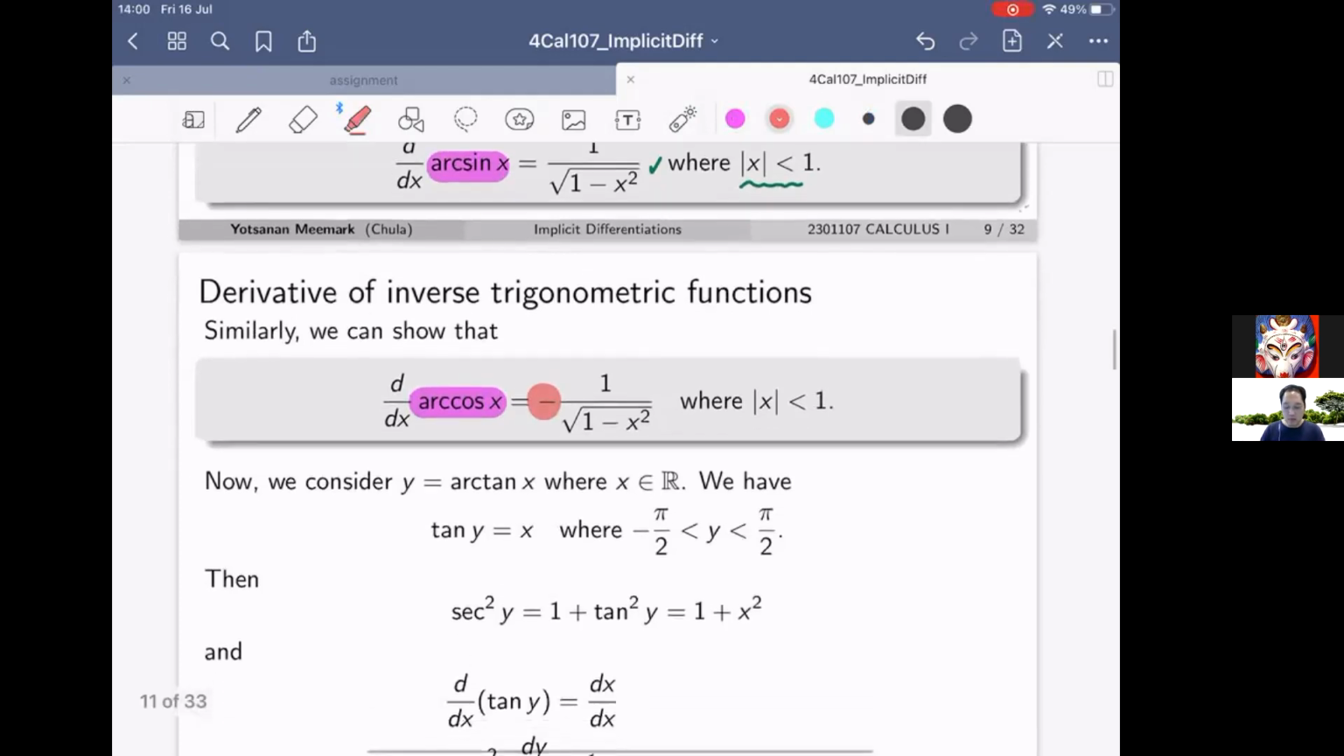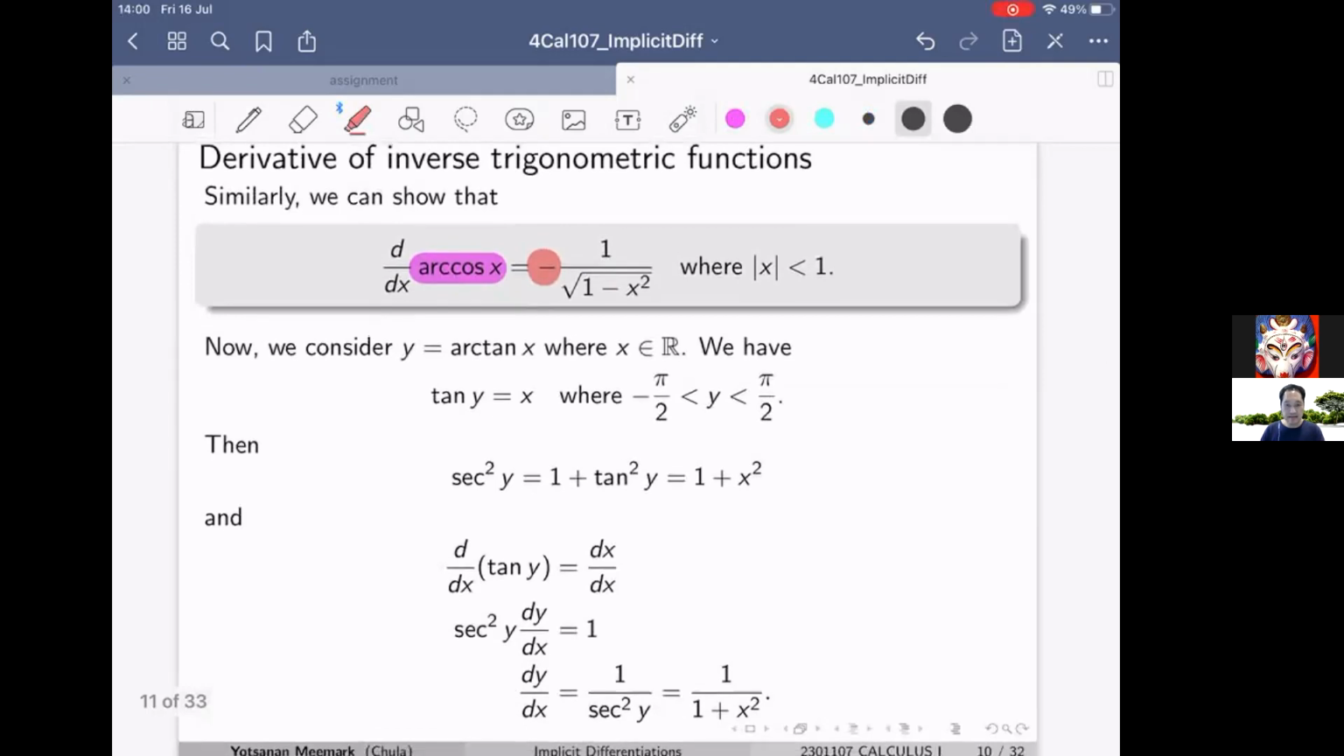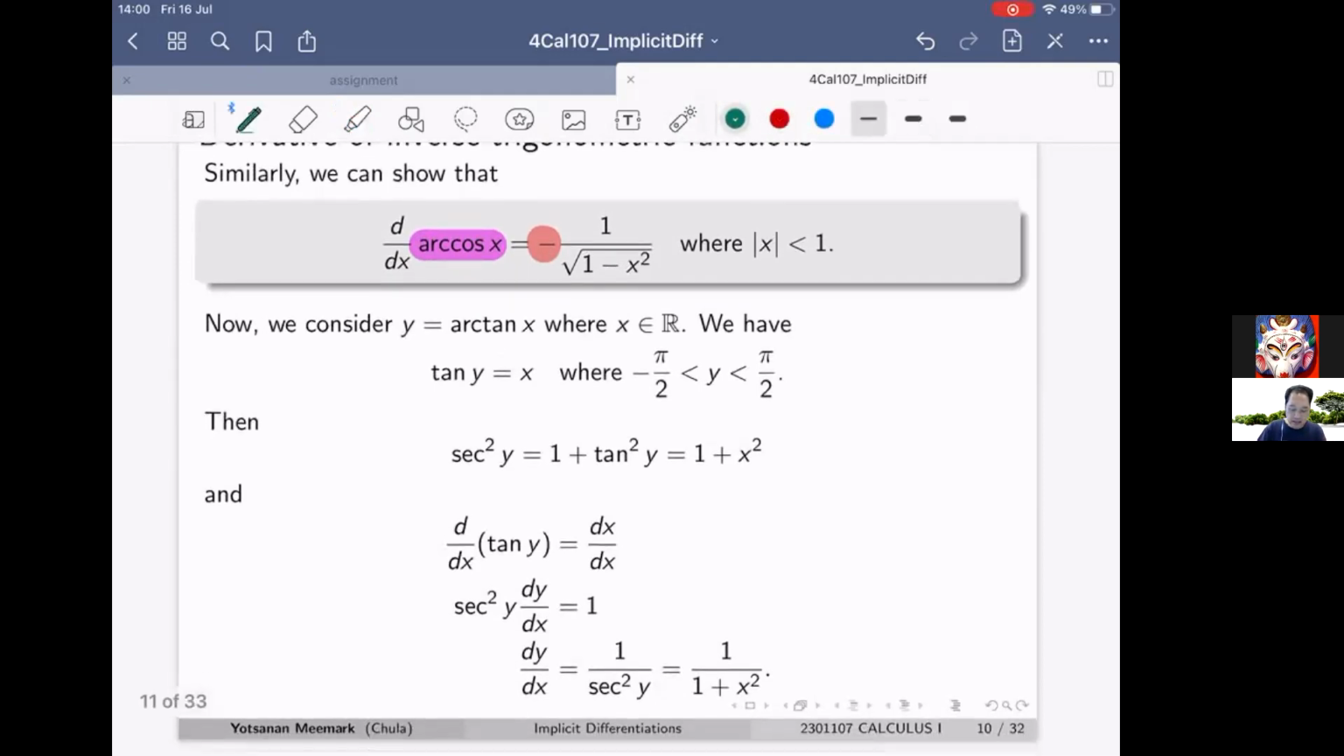What if we look at some other pair, for example y equals arctangent of x? Now we again take the tangent of both sides. So we have tangent of y equals x, because we know how to find the derivative of the tangent. And we know that secant squared of y equals 1 plus tangent squared of y. This is what you really need to know. Your tangent squared of y is simply x squared, so the secant squared of y is 1 plus x squared.